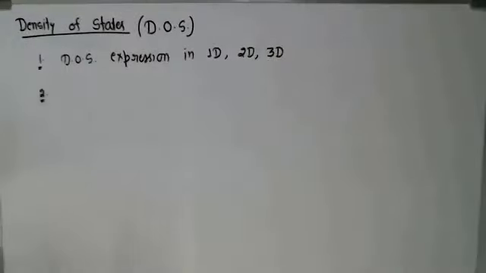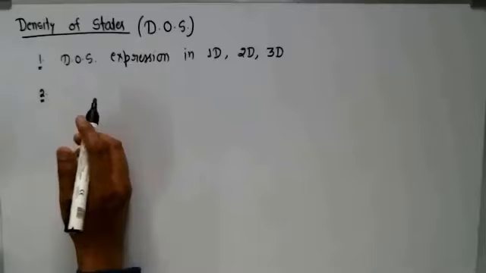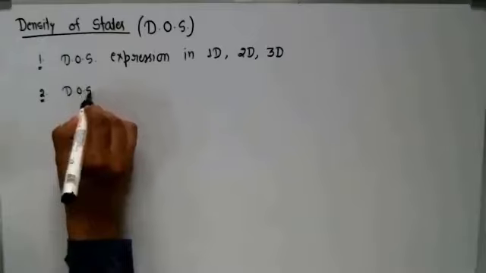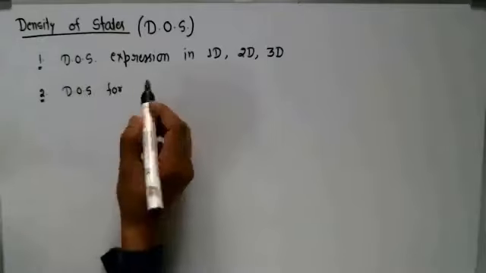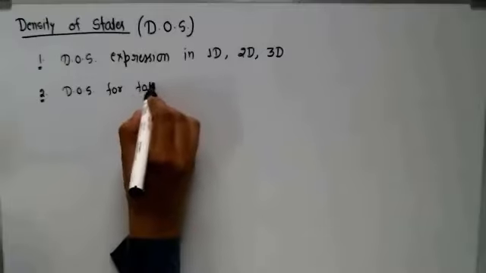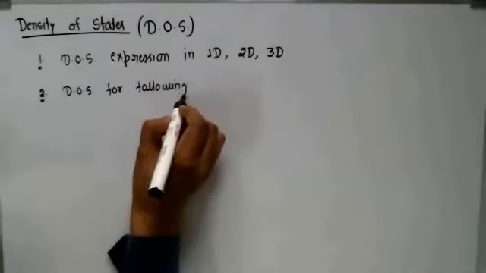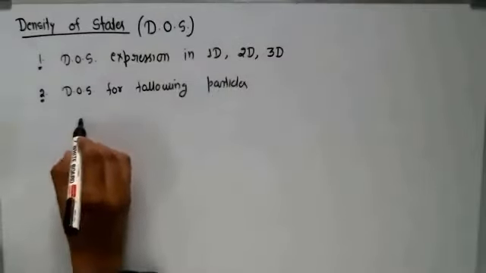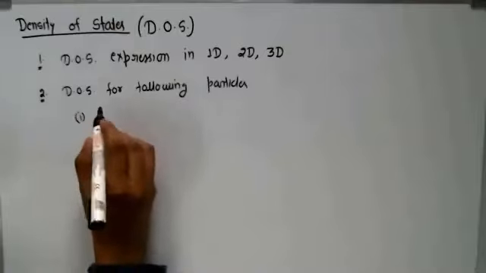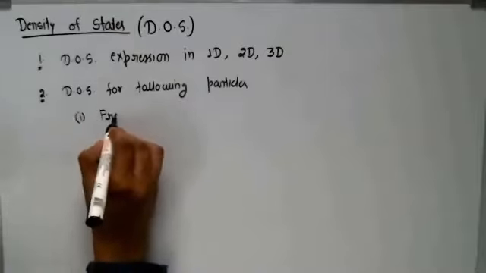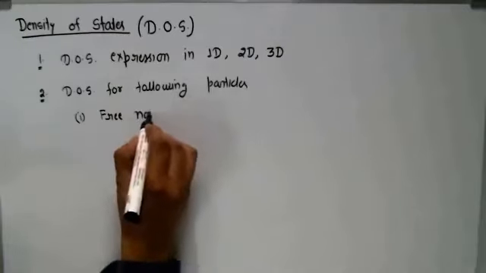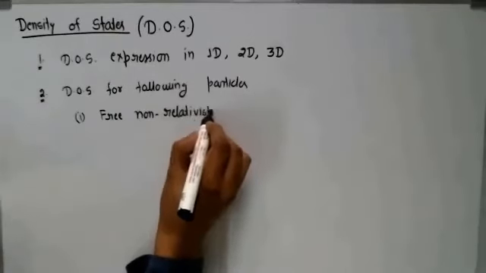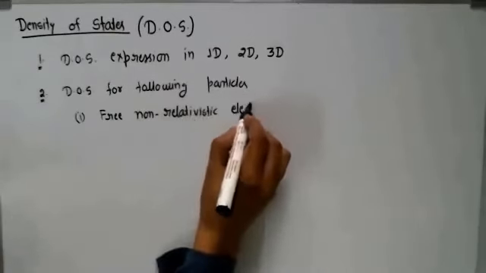We're going to solve the density of state expression for the different types of particles. For example, we will try to solve density of state for, let us say, the following particles. So in this list, first is the free non-relativistic electrons.